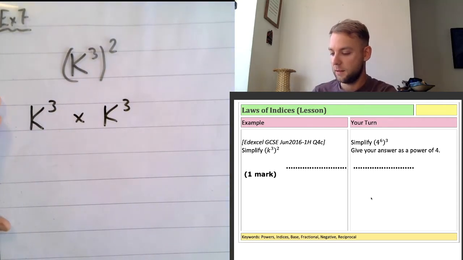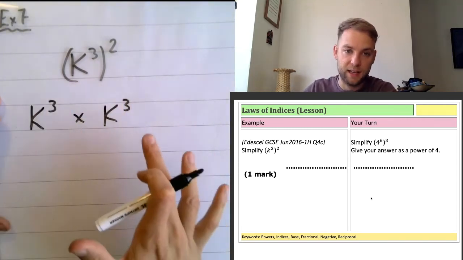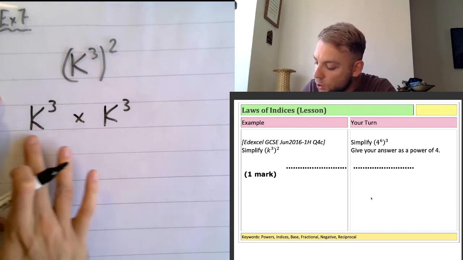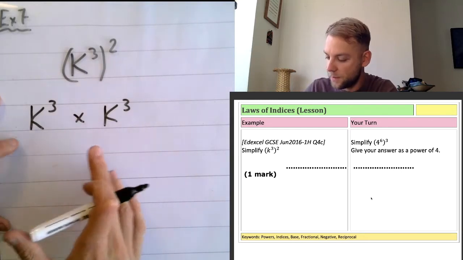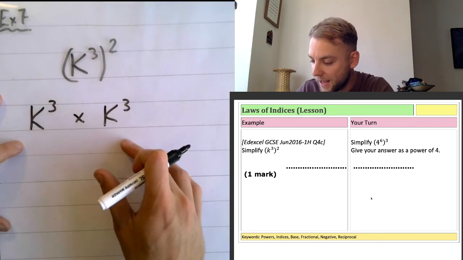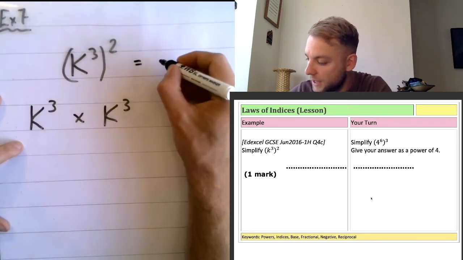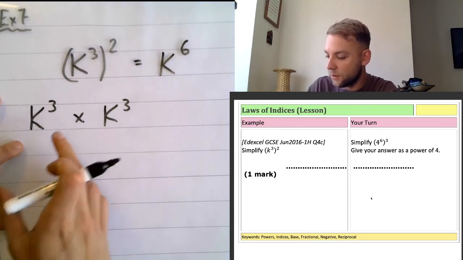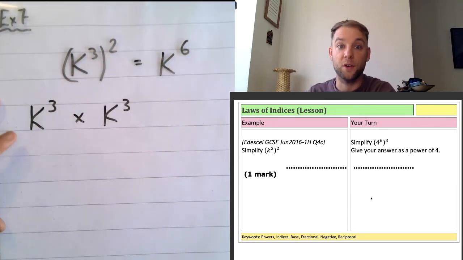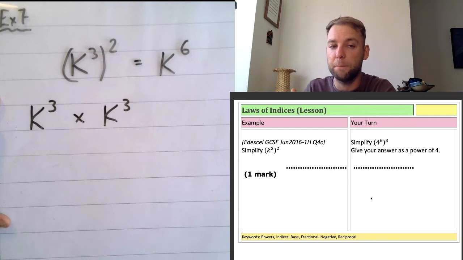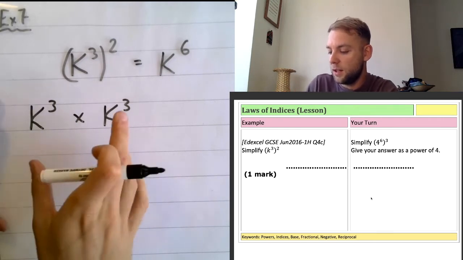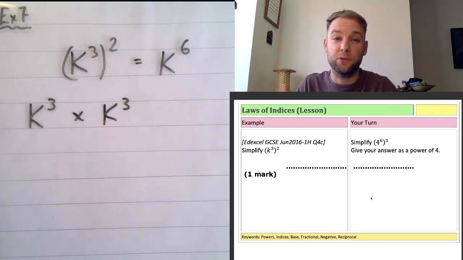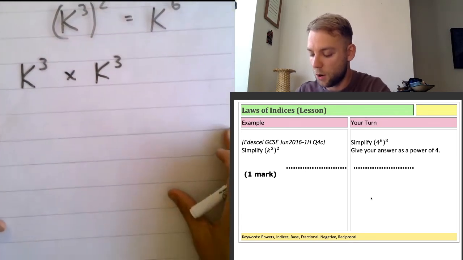Now again, we don't need to write this. We can use the addition law to help us with this though, because k to the power of 3 times by k to the power of 3 is equal to k to the power of 6. Now you might think to yourself, well, all I need to do is to multiply those, and you'd be exactly right. I'm going to show you another example of this one, just to make sure you understand it. So let's have a look at this one.